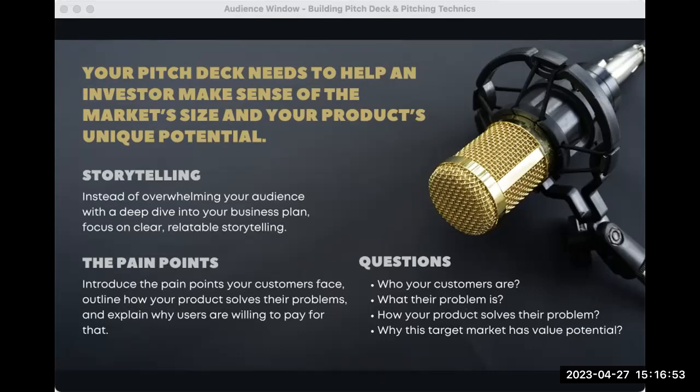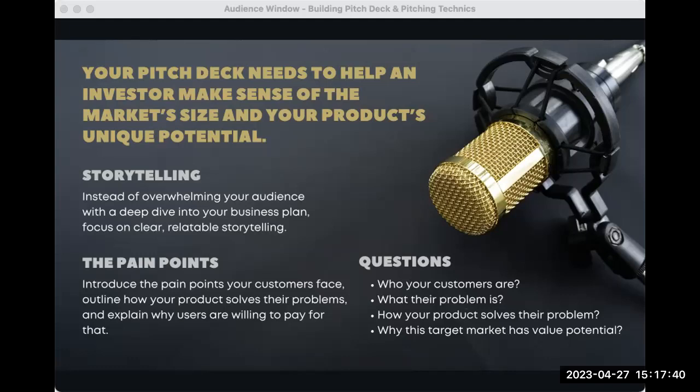But be careful, because if you overwhelm them with a deep dive into your business plan, that's absolutely not a good approach. Instead of this, focus on clear and relatable storytelling. If you can do your pitch as storytelling, and I will tell you how you can do this, of course, it's the best way to pitch, when you're telling a story, not just reciting a pitch. But not everyone can do that, but you can try.